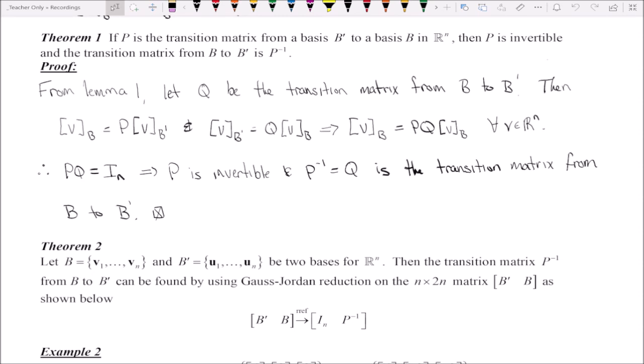We offer theorem 2 without proof. Right, this is going to give us a way to find the transition matrix. So we let B and B prime be two ordered bases for Rn. Then the transition matrix, P inverse, from B to B prime, can be found by using Gauss-Jordan reduction on the n by 2n matrix B prime and B, as shown below, right? So we take the matrix B prime and B together, row reduce that, and we'd be left with the identity matrix and our transition matrix.